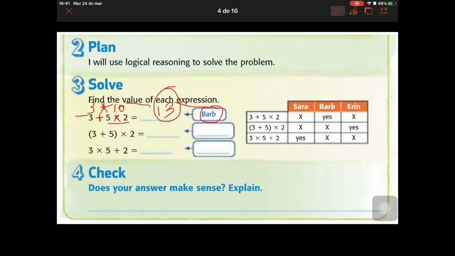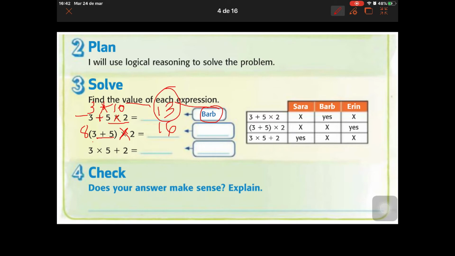Let's go to the next expression. Now we have a parenthesis over here, so we know this is the first problem that we have to solve, right? So we have 3 plus 5 equals 8, and this 8 we're gonna multiply by this 2. So 8 times 2 equals 16. Yes? And for example, let's solve the last expression first, so we know which expression is for each person.